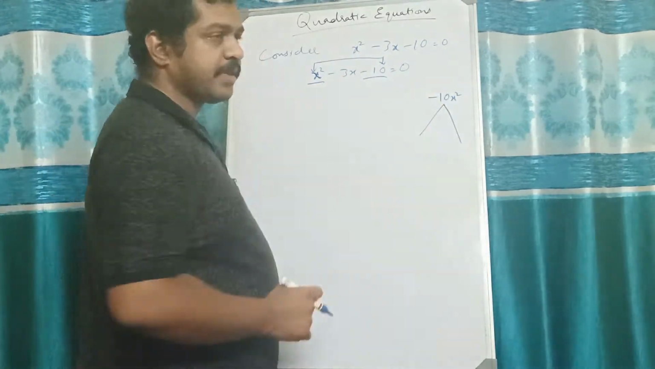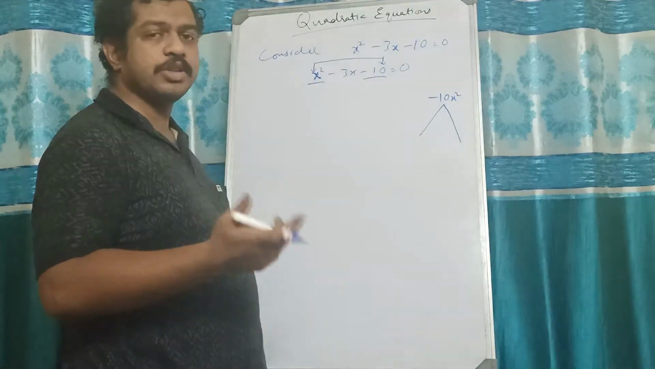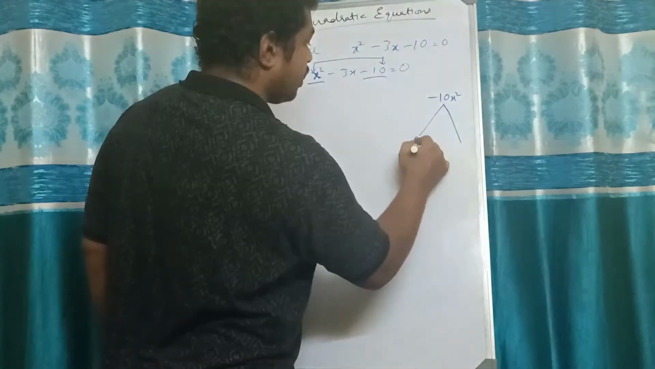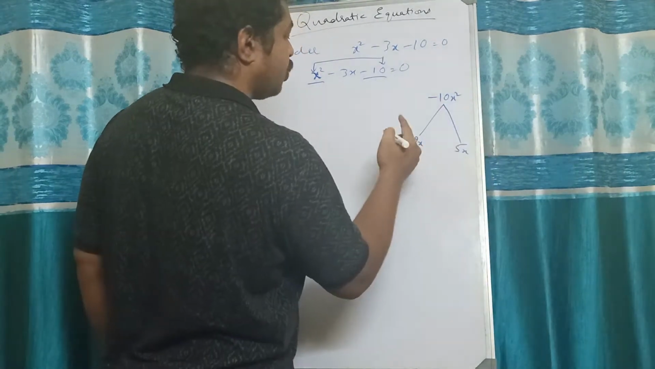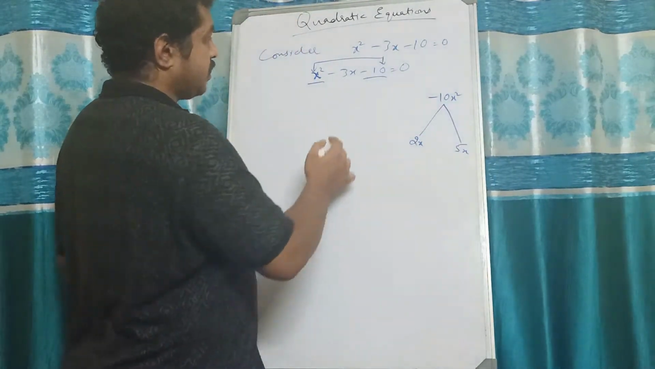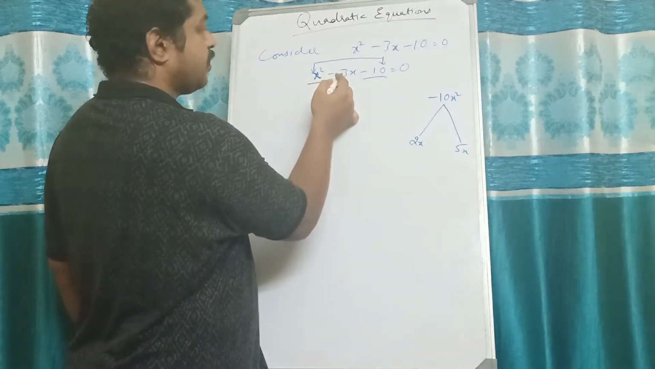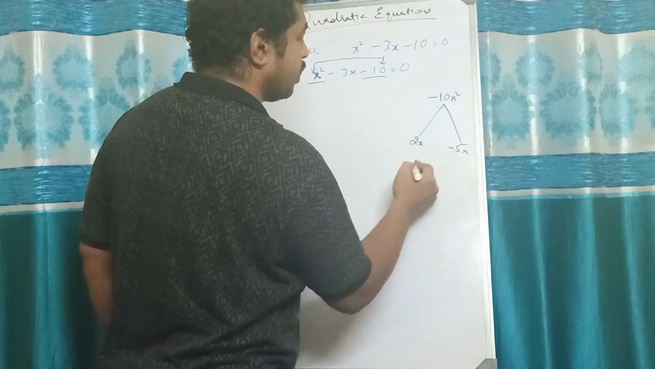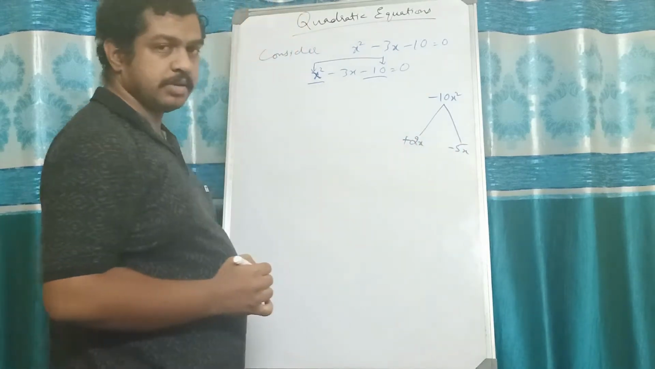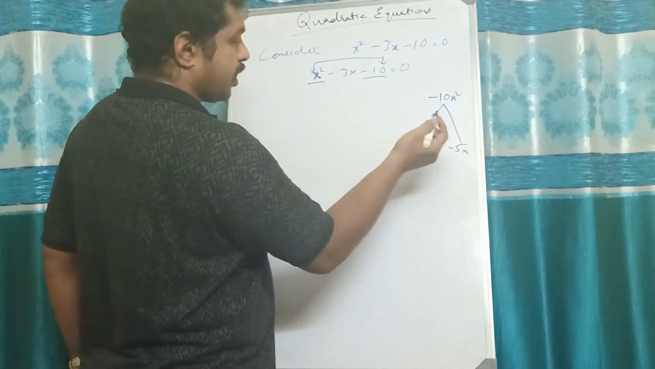The factors of 10 are, we all know, 2 and 5, right? Let me write 2 and 5. Since we have to get x square here, I will write 2x and 5x. And in the middle term we have negative 3 here. So to get negative 3, the greater number should be negative and the smaller number should be positive. Now you can easily verify.